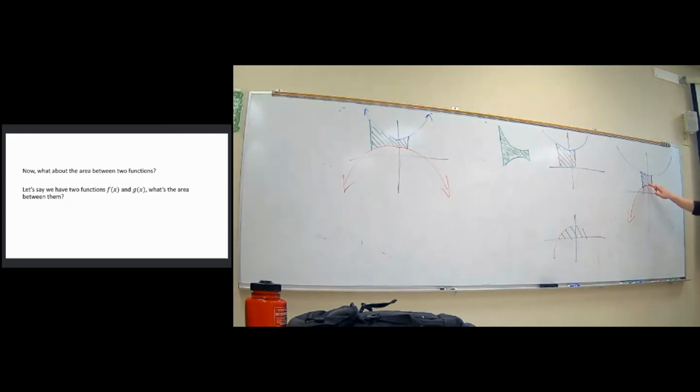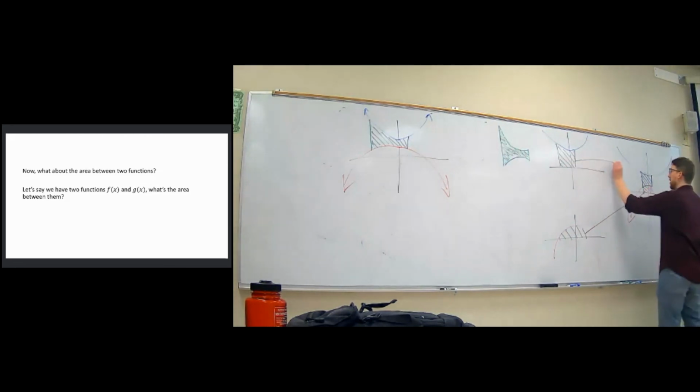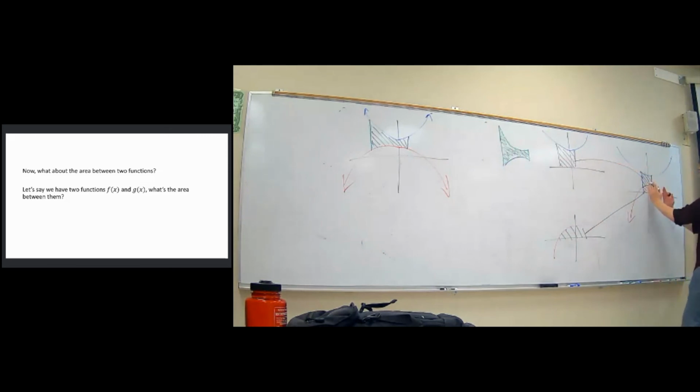Just like we did here. This area corresponds to this bit. This area corresponds to the big bit. And the area in between, right through here, is the area that remains when we remove the little bit from the big bit. Does that make sense to everyone?